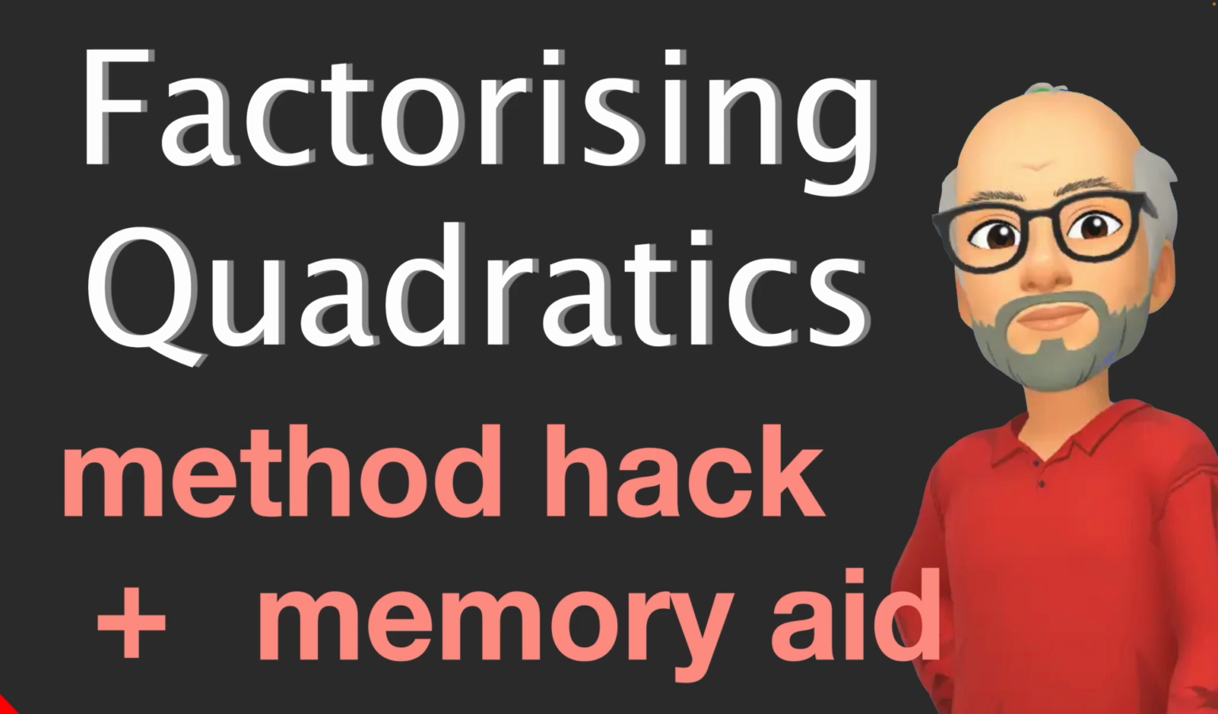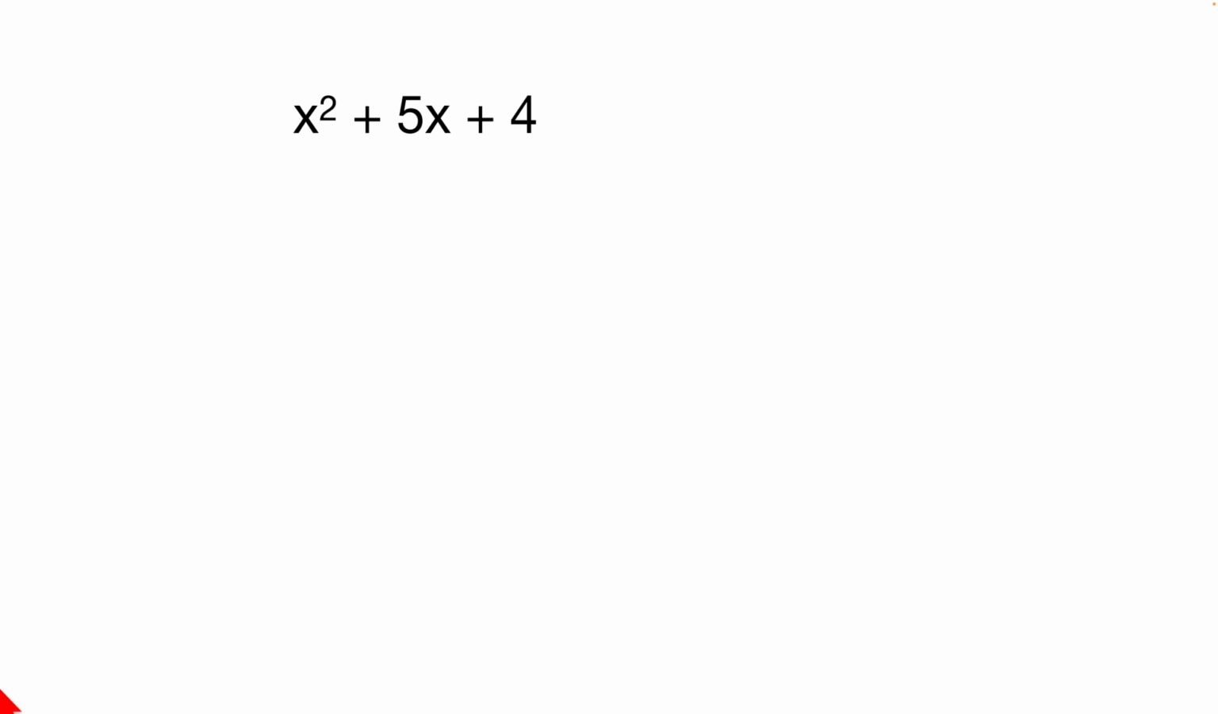Factorising quadratics is not easy, but there is a good method which I will show you, and I'll give you a way of remembering that method, hopefully. This is a quadratic because it's got an x squared, and we want to factorise it. So we're looking for an answer that is something like this. We don't know if a or b are positive or negative, but this is the unique solution.